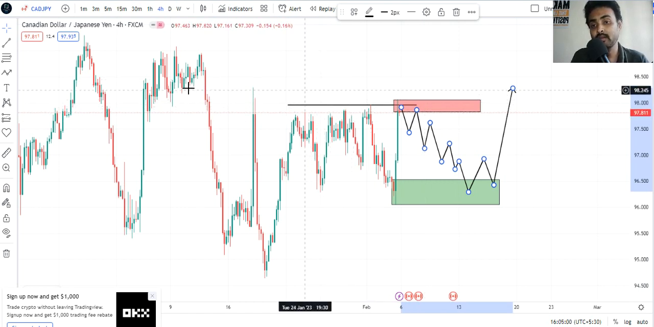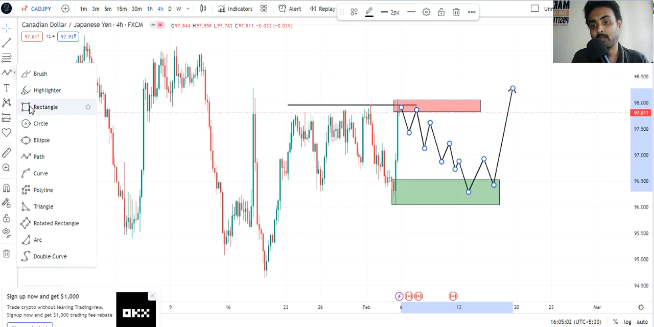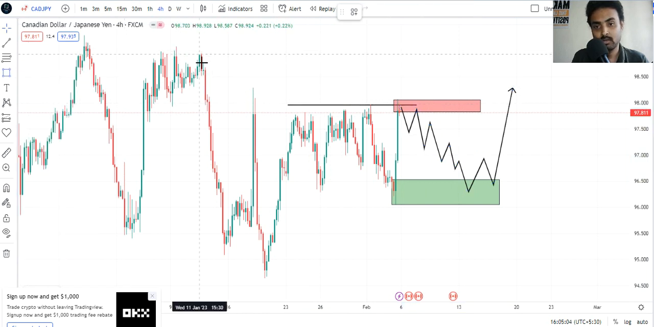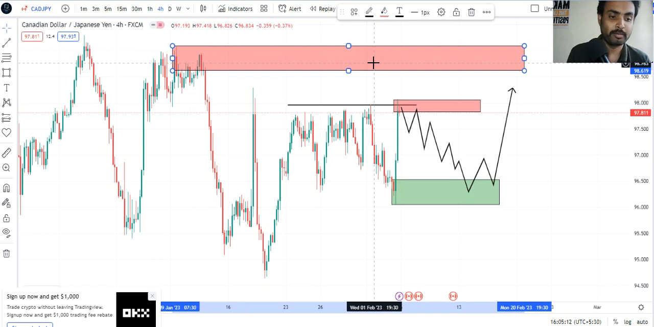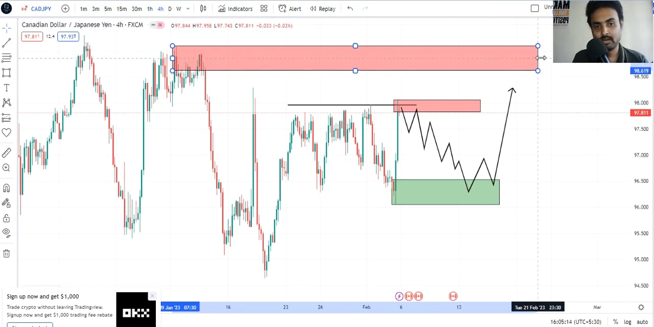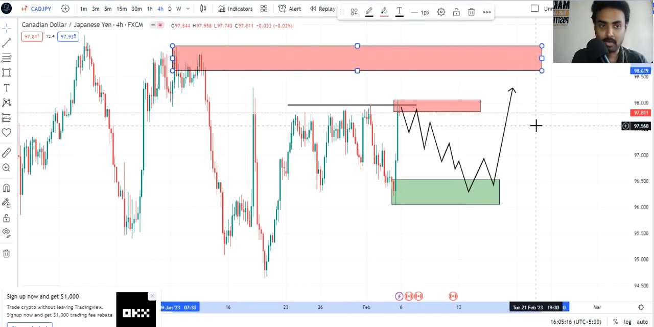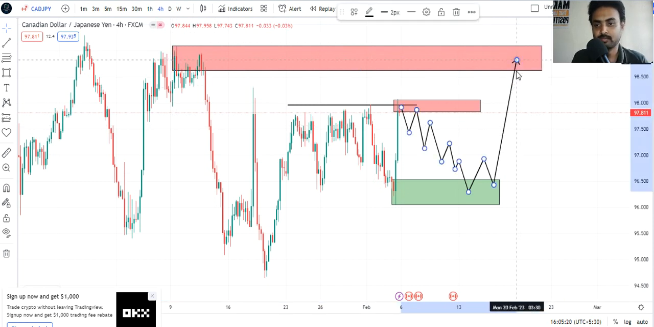So my opinion, this is the order block which I'll be looking at for selling the market on a long term basis. So from here we'll be looking for selling the market in the long run. Okay, this is what I'm seeing in the CAD Japanese yen.